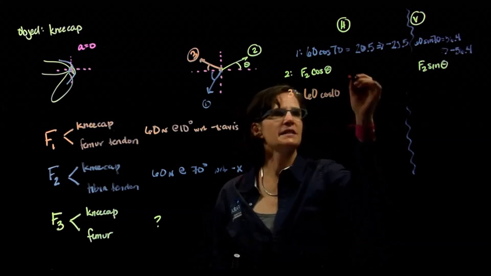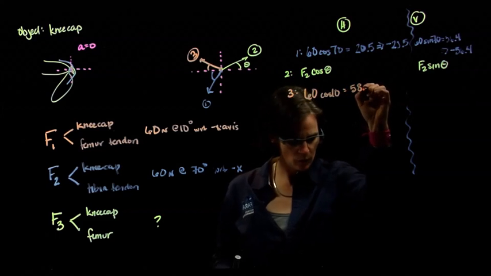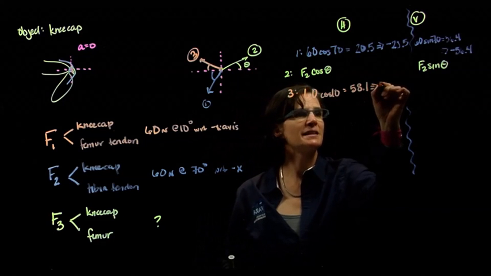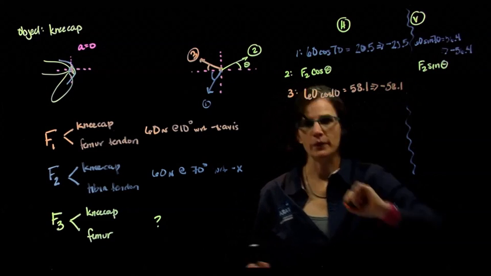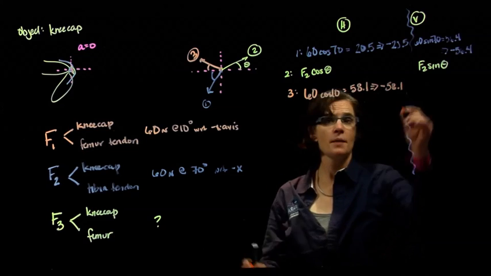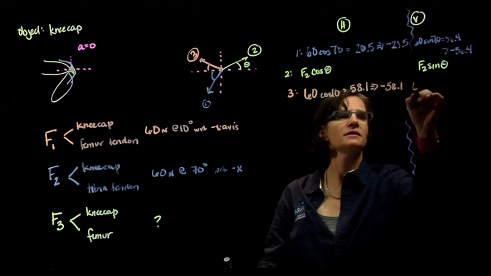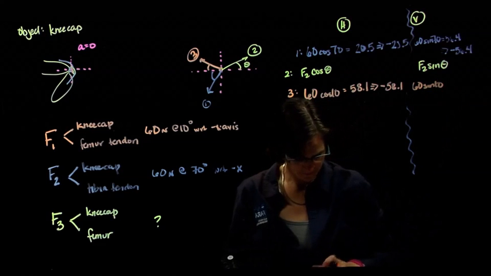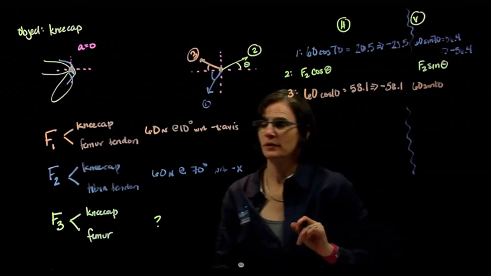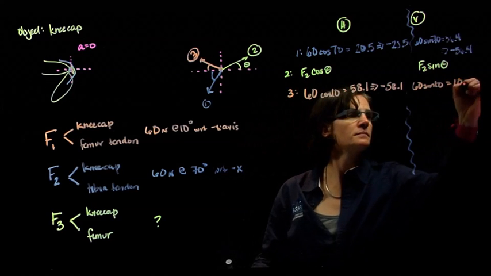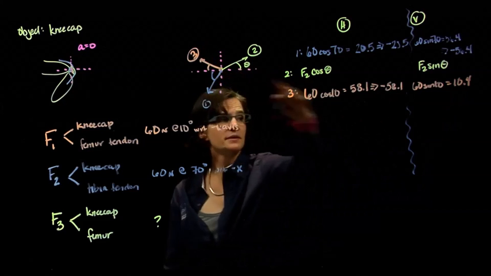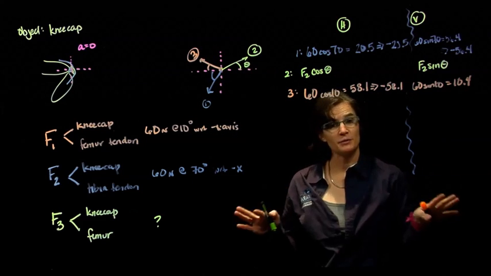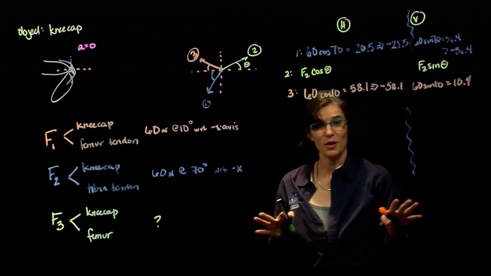And that gives me 58.1 newtons, but I'm pointing to the left, so it's a negative 58.1. My vertical component is opposite the angle, so 60 times the sine of 10, which is 10.4. And I'm pointing up, so it should in fact be positive. All right, so those are separating my 3 forces into their horizontal and vertical components.